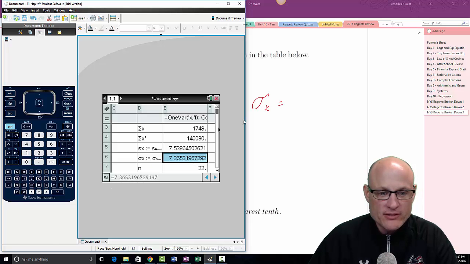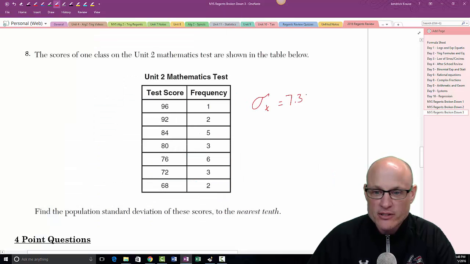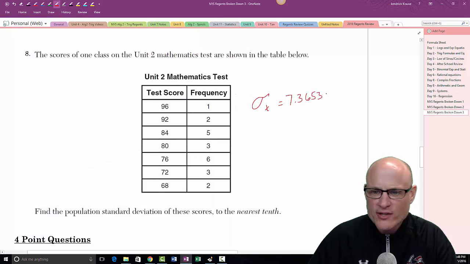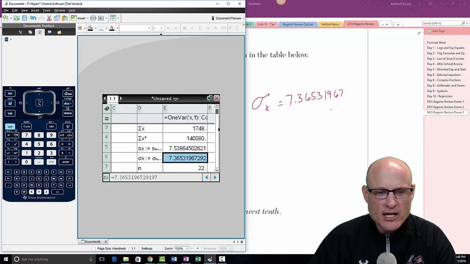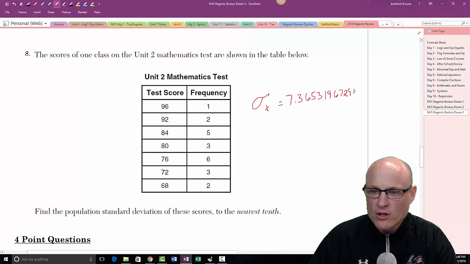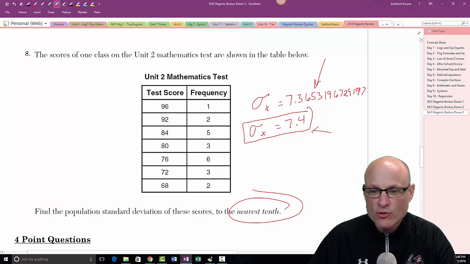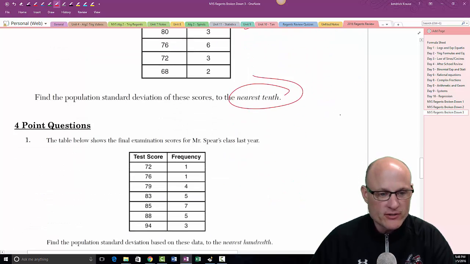So 7.3653, 1967, 29197. And because it said rounded to the nearest tenth, we'll now say sigma X is equal to 7.4. And there is your answer. This shows work. This shows your answer. Got to do both. There it is, kids.